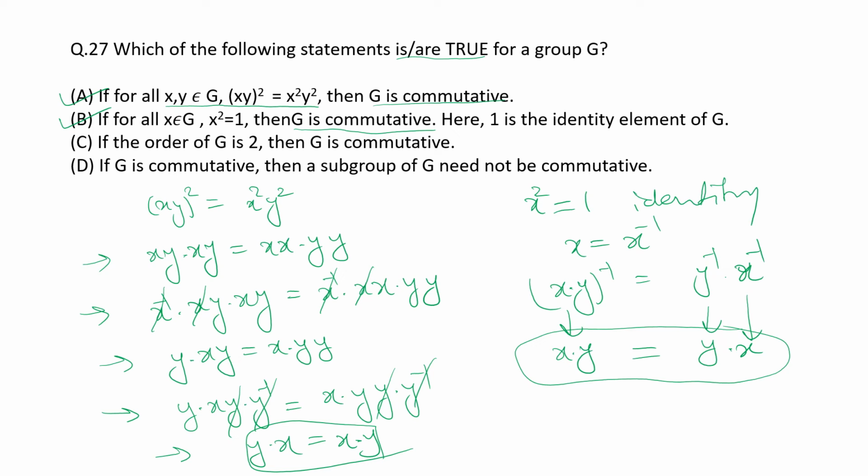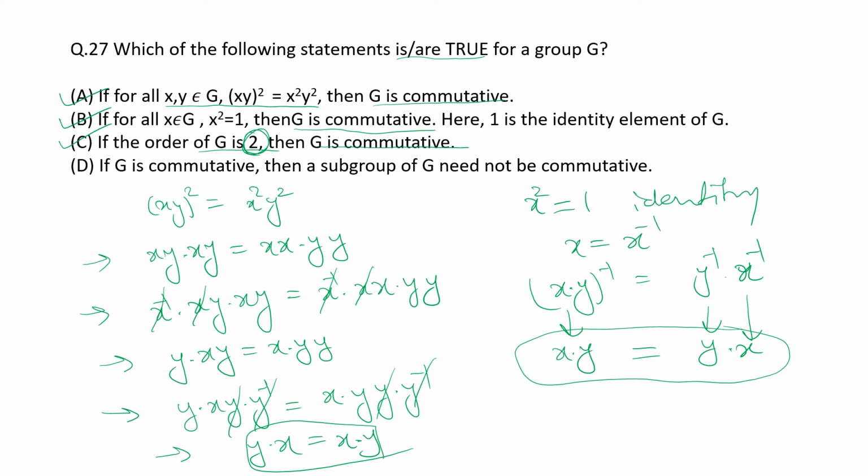Now option C is saying that if the order of group G is 2, then it is commutative. Now 2 is a prime number. Every group which is having a prime order is also commutative. It is a cyclic group which will also be an abelian group, and all groups of such kind are always commutative. So again this statement is correct.